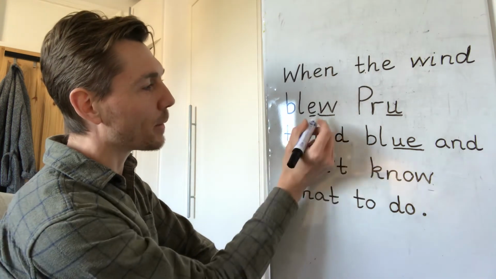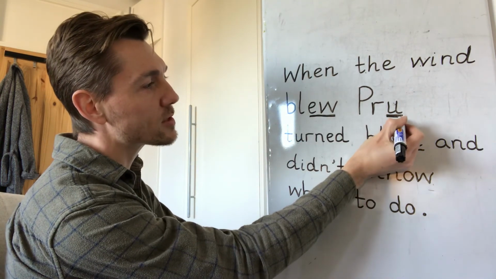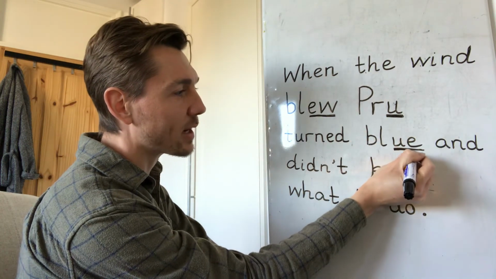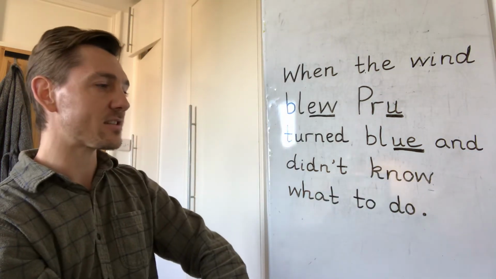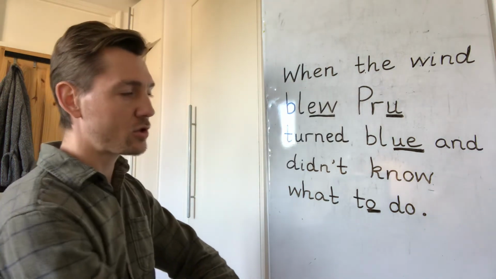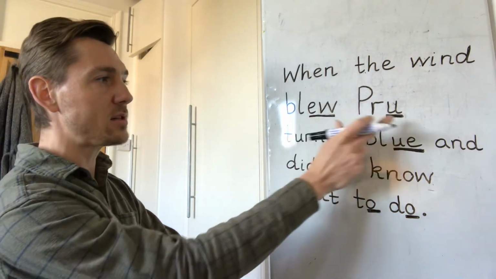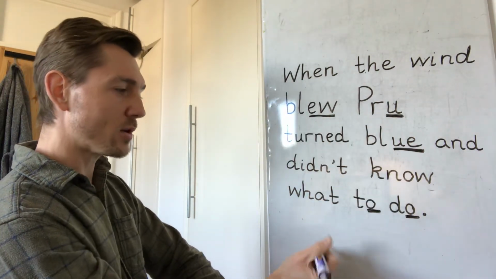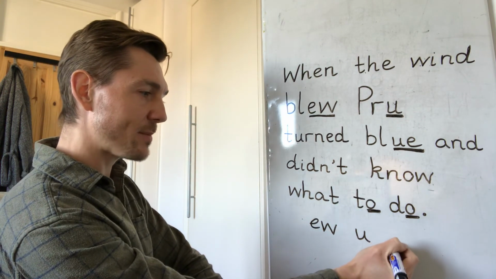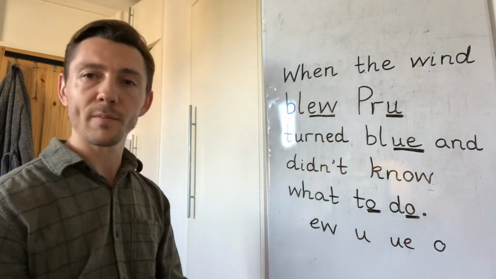When the wind blew, EW spelling of oo. Prue with the U spelling of oo. Turned blue, UE spelling of oo. And didn't know what to, O spelling of oo. To do, O spelling of oo again. So we've actually got 1, 2, 3, 4 different spellings of the oo sound. Same sound, different spellings. Okay?